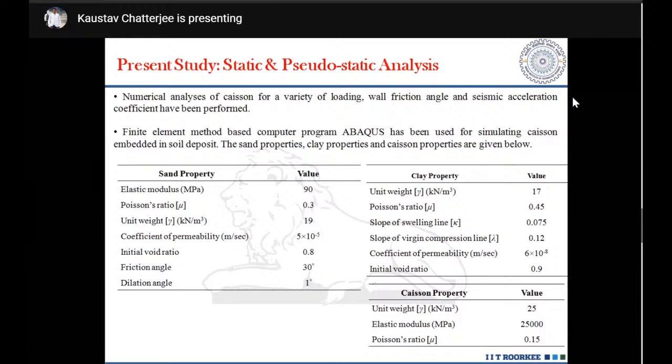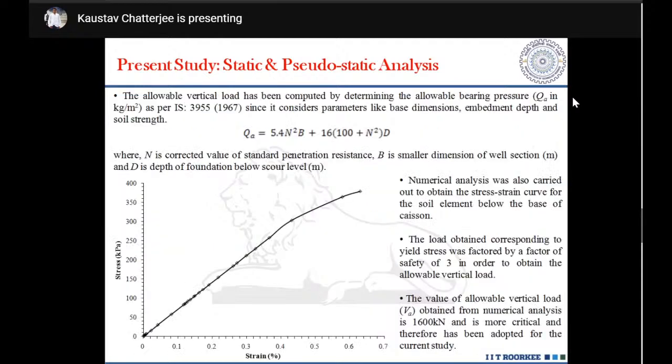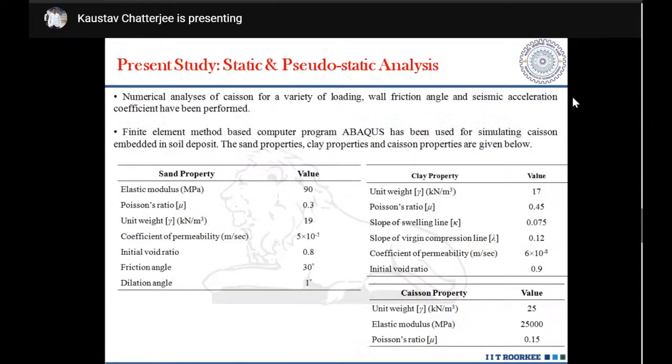So this is what has been done: the sand property, the clay property, and the caisson property have been considered, and we have varied the loading conditions: the vertical and lateral loading, the wall friction angle, and the seismic acceleration coefficients. Using Abaqus, we have obtained displacement, and then by writing a program in MATLAB, we have determined the maximum and minimum base pressure, the rotation, point of rotation, the tilt, and the shift, and the lateral soil pressure. This has been obtained after writing a program in MATLAB, taking into consideration the Abaqus analysis results.